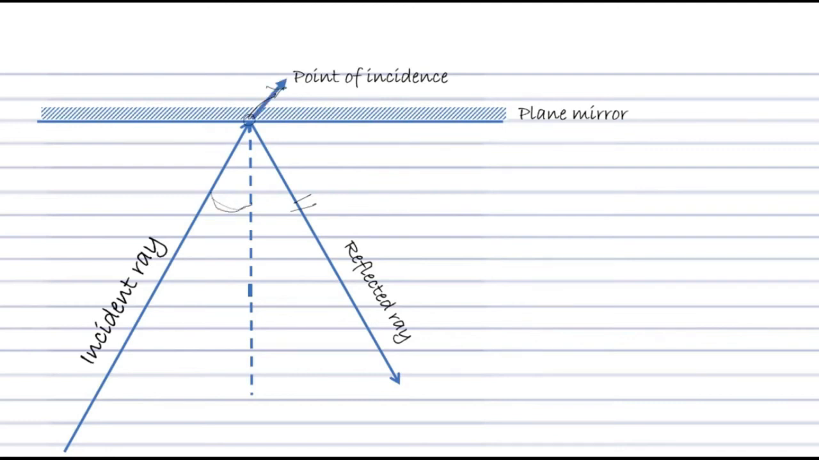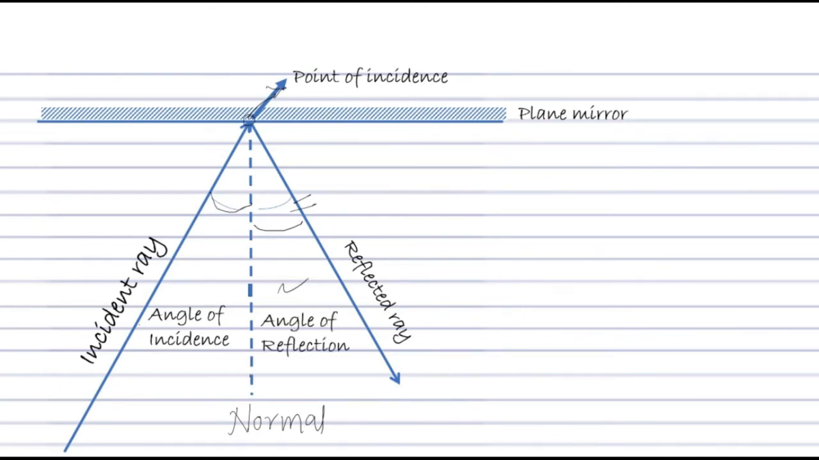This from here to here, it's the angle of incidence. Remember, since this is normal, right? Look at this. This is normal, and the angle between the incident ray and the normal is the angle of incidence. And in the same way, this angle from here to here is the angle of reflection, right? So this is what the diagram is.